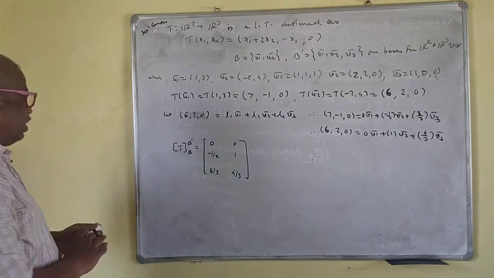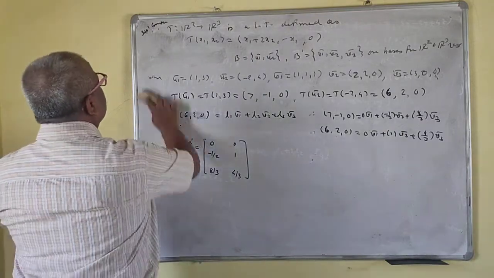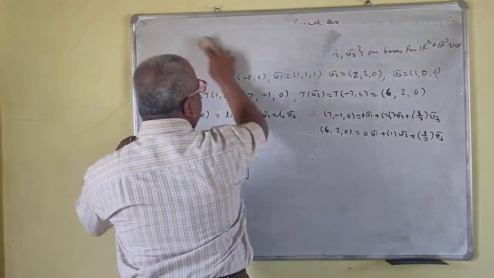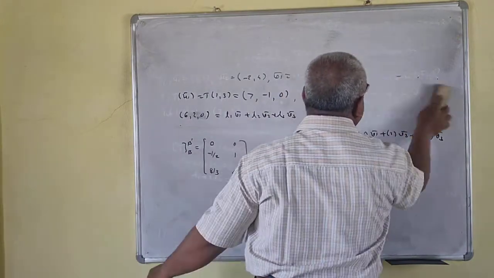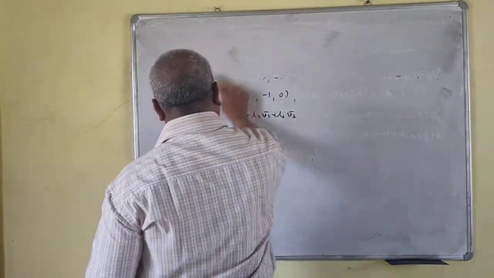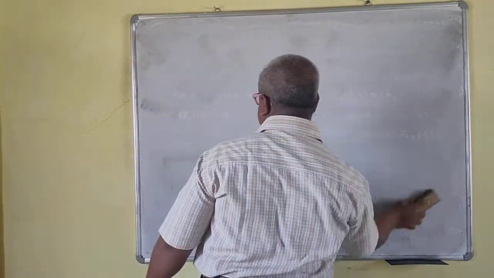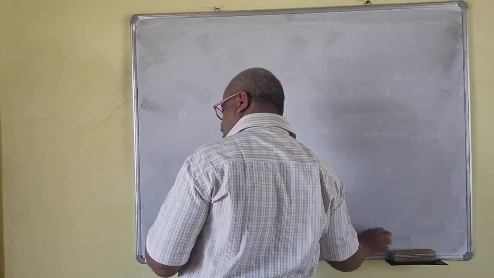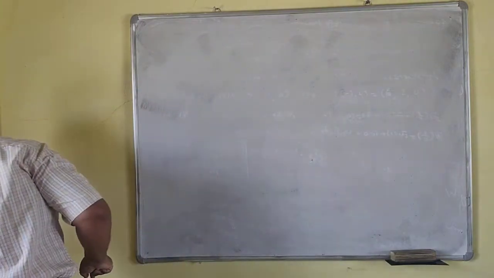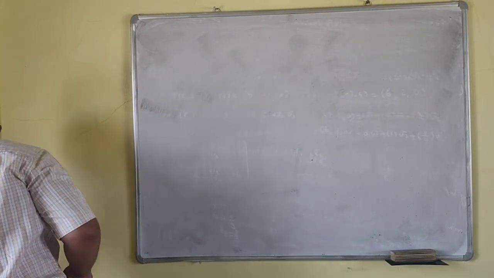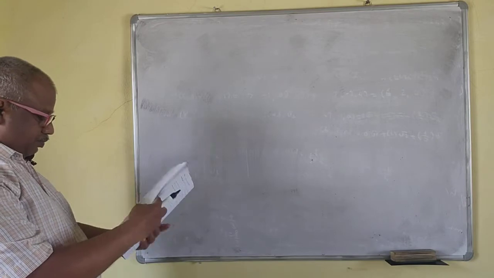I hope that you understand this one. Okay. So now, this is basis for R2 and R3. What happens if you have the polynomial matrices, something like this? Okay. We'll do one problem on the polynomial and we'll stop then. We'll do one problem on the polynomial also.